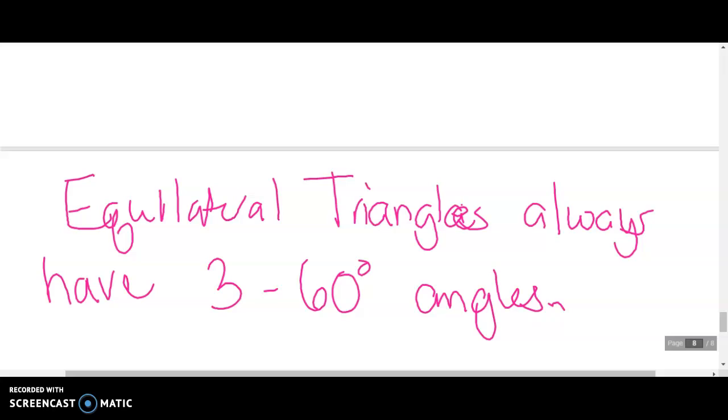Doesn't matter if it's an equilateral triangle that's this big or an equilateral triangle that's this big. They're all going to be 60 degrees, 60 degrees, 60 degrees. Okay? Equilateral triangles always have three equal 60-degree angles. And that is today's lesson.